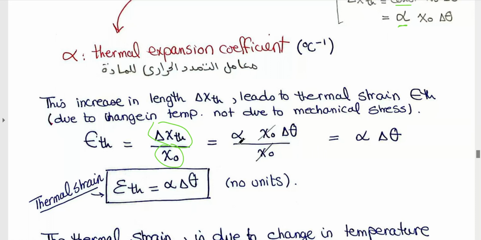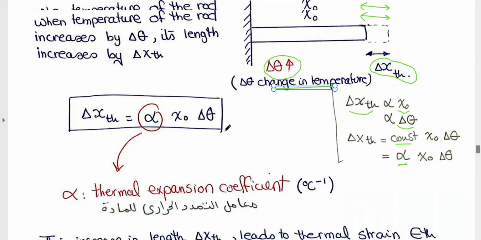So I will divide alpha x naught delta theta by x naught. So the thermal strain will be alpha delta theta and no units. Why no units? Because it's a relative change. Length divided by length will give no units. Okay, this is a thermal strain that happens due to increase of temperature and is not because of mechanical force.